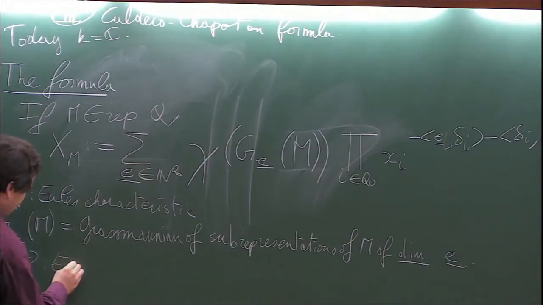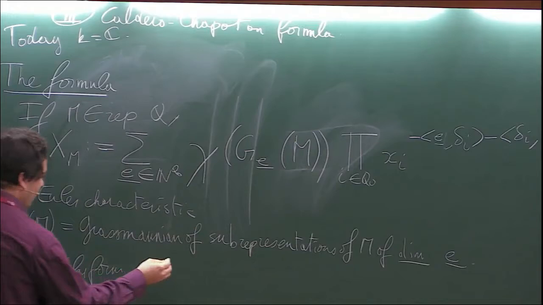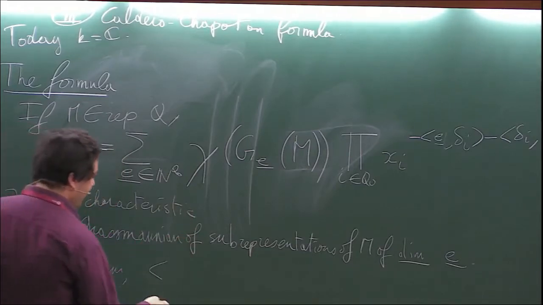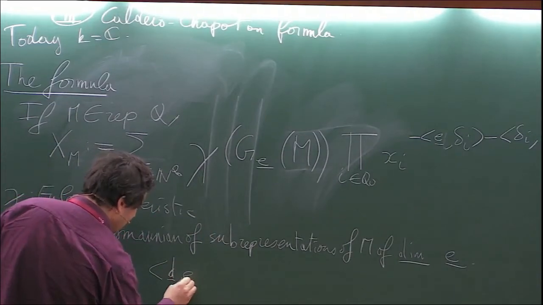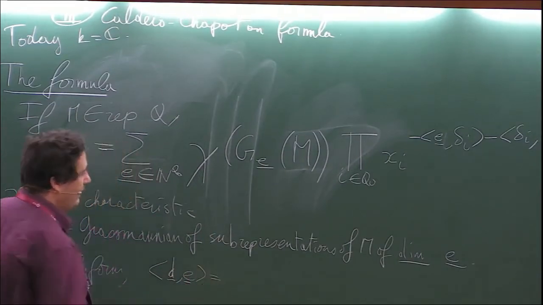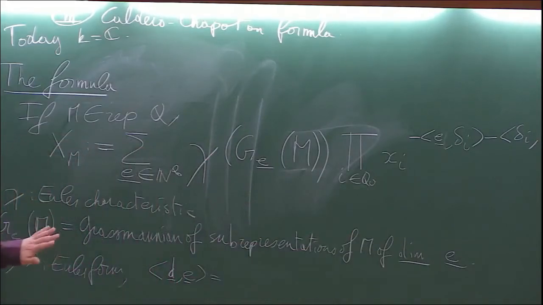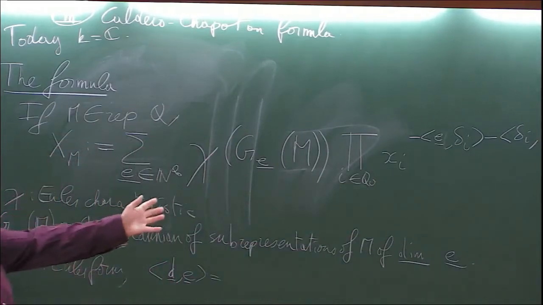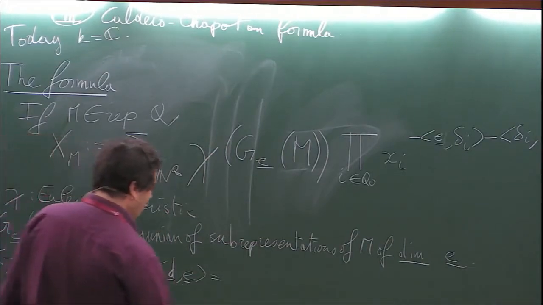So what is the Euler form? I will just write it. It's a bilinear form. So if I take two vectors, D and E, these vectors are parameterized by the vertices of my quiver. So I never number the vertices of my quiver. You can number them if you want, but it's not necessary for computing.